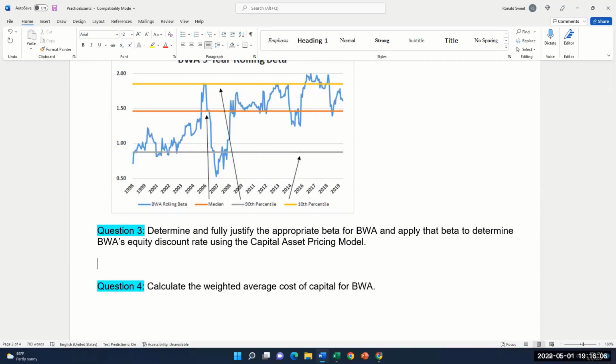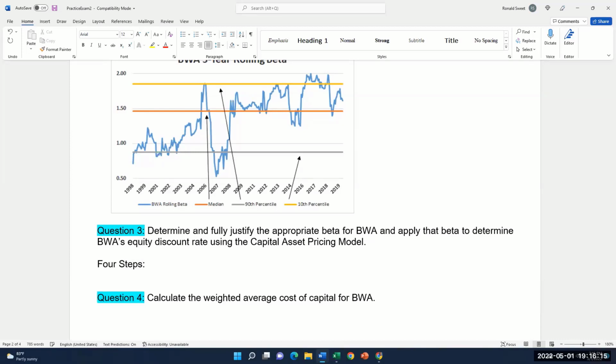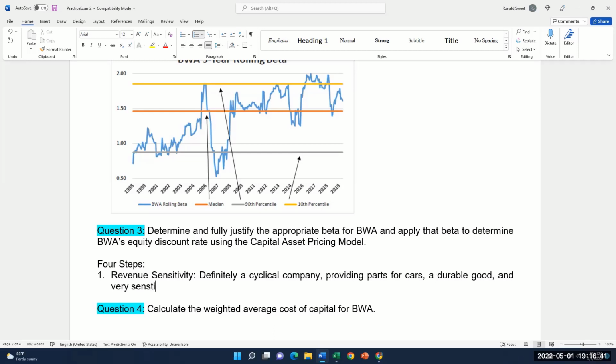So the first one says determine the beta. For the beta, we have 4 steps. This is all off the top of your head. Nothing's provided. Step 1, we decide what kind of company this is. I call it revenue sensitivity. We're looking at a firm called BWA. I'm going to say this is definitely a cyclical company providing parts for cars, a durable good, and very sensitive to the economy. Now, if you didn't know that, then do your best.